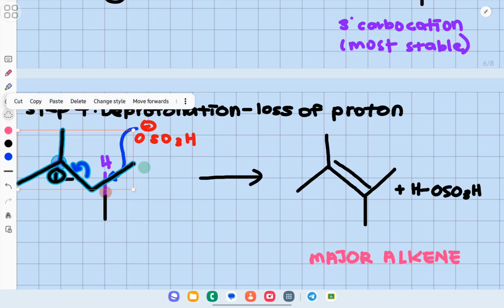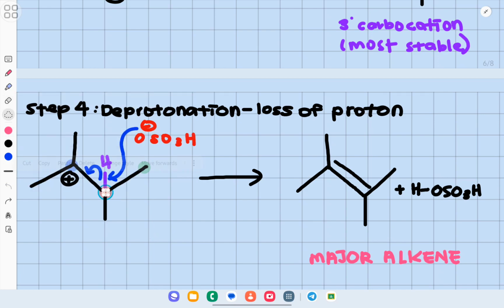This blue and red carbon will form a carbon-carbon double bond. The H atom from the red carbon will bind with the O ion here and become the acid.